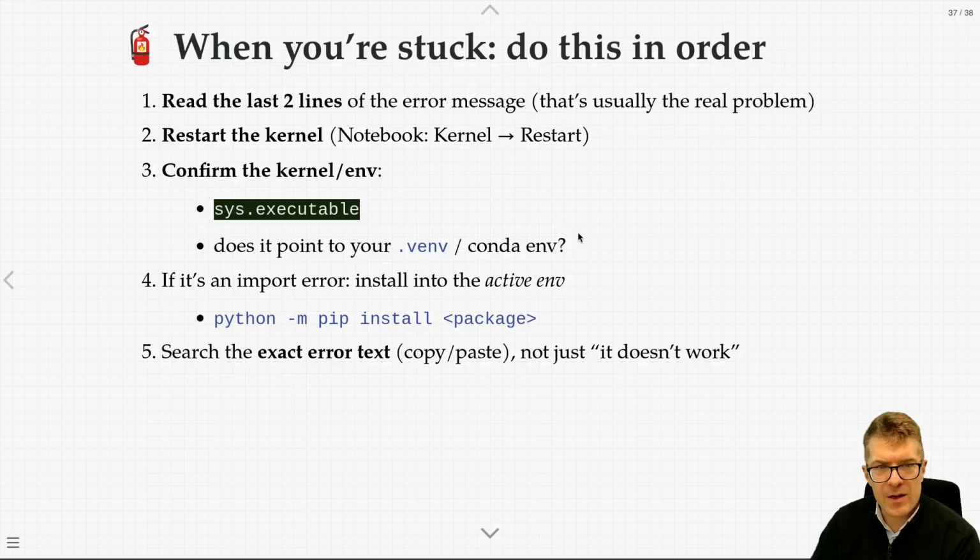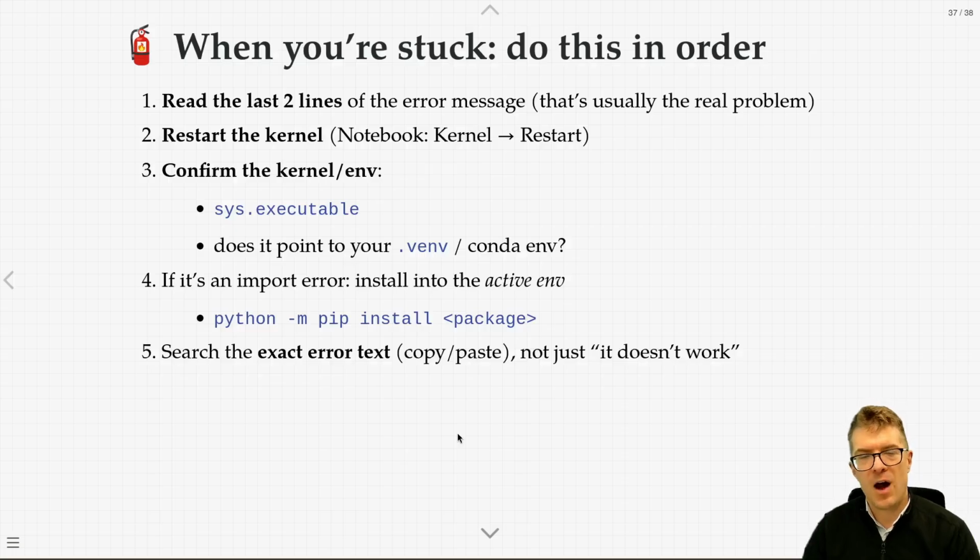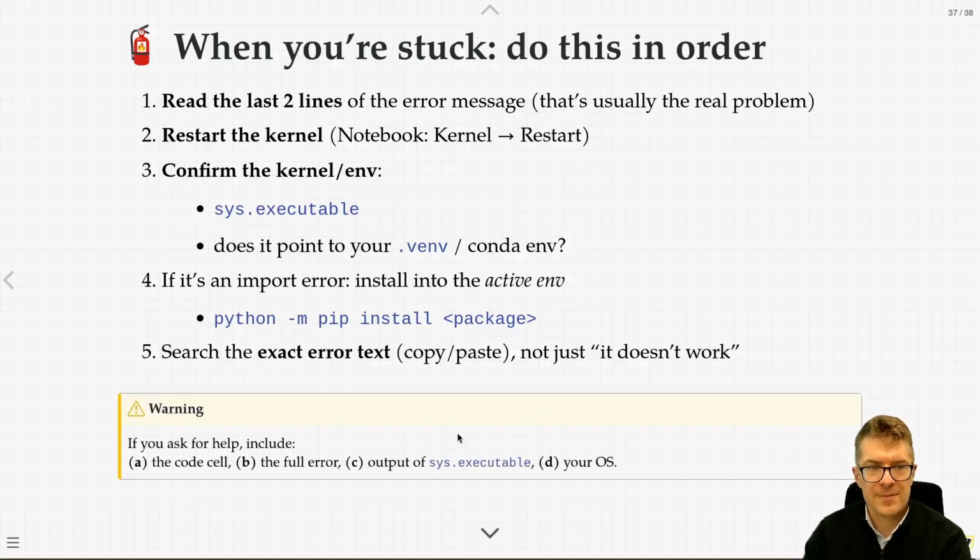Always check your environment like we talked about before. Make sure you're running the right environment. And if need be, search for the exact error text somewhere. If you're going to a search tool or even increasingly large language models, don't just say, well, my code doesn't work. Copy the actual error message as well. And if you're communicating to your human teammates or course mates, be as specific as possible. If you do ask for help, include the code cell you're running, the full error, the executable, and your operating system.